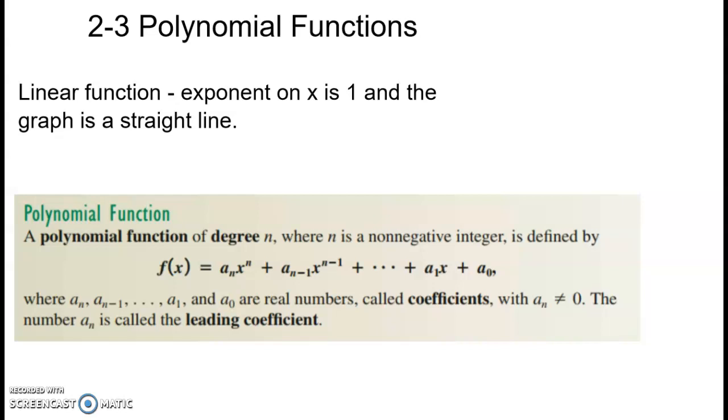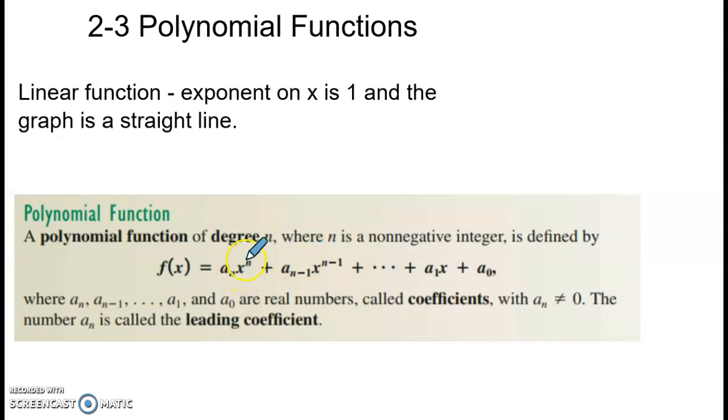Linear functions, the exponent is 1. Okay, it's x to the first, right? And then the graph of that, of course, is a straight line. Polynomial functions, don't be overwhelmed by this, okay? We'll talk about it, but it's of degree n, all right? For example, a linear function is degree 1 because 1 is the biggest exponent.